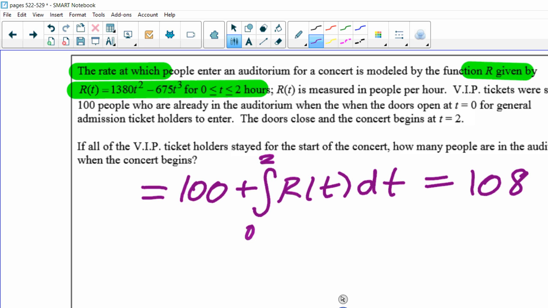What unit are we in? People. We're in people. So, how many people? Let me back up. What did we just find? The number of people who were in the auditorium when the concert began. Use the words in the problem to answer the question.